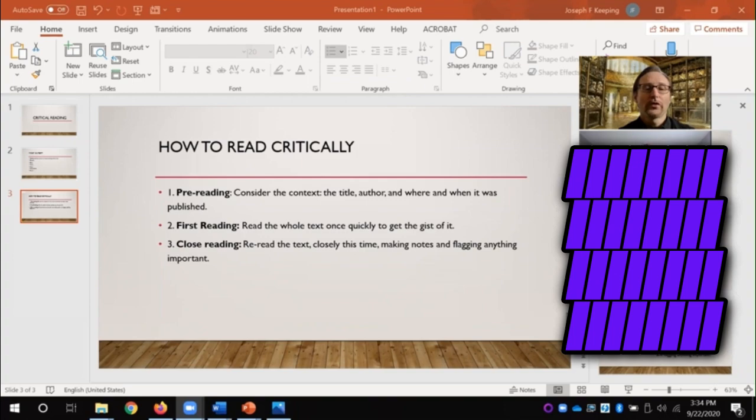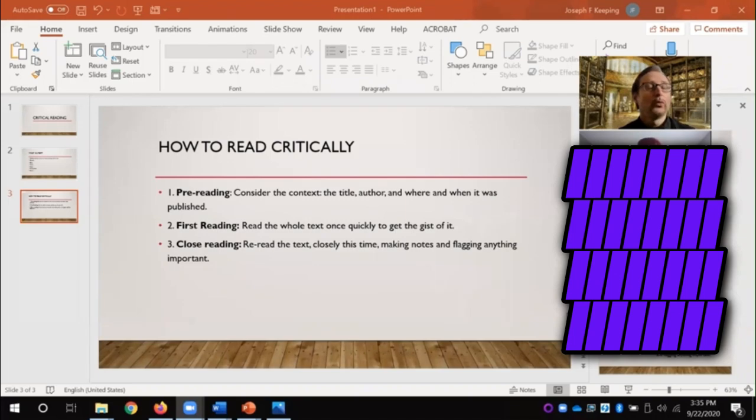So the third step is the close reading. This is where you are trying to understand the text, and it's going to consist largely of flagging and note-taking, which I'm going to talk about in a bit. So we are going to practice these techniques on a text which I have prepared. It is the sample text for critical reading, or whatever the thing is called, that I put on eClass.